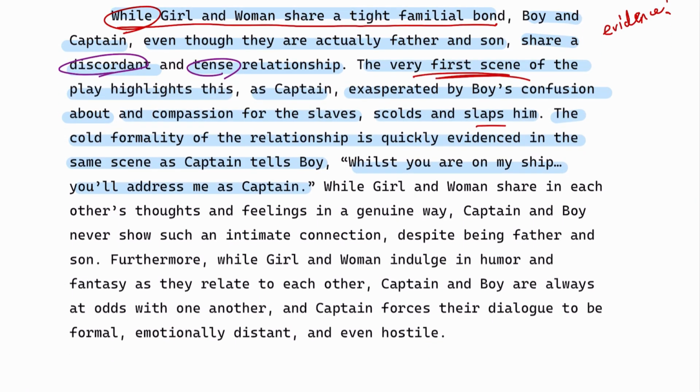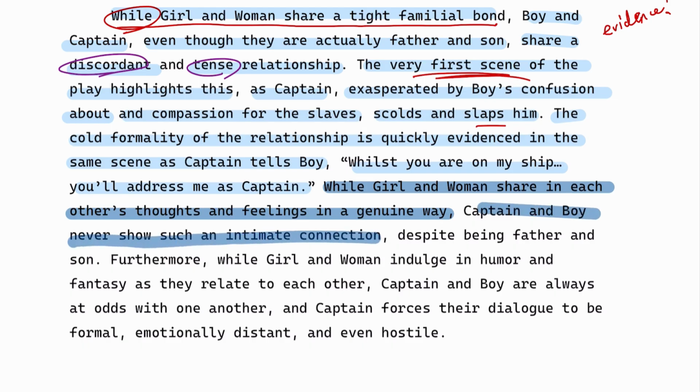So let me use a slightly darker blue to indicate that I'm going a little bit deeper from here. While girl and woman share in each other's thoughts and feelings in a genuine way, captain and boy never show such an intimate connection. So I'm comparing the two relationships, despite being father and son. And I mentioned this twice because it's a very important point, being father and son, because it does highlight an irony. The irony is they're actually blood family, but they're so distant. Whereas girl and woman are not related by blood, but they're so close, right? And that irony makes the contrast between the two relationships even starker.